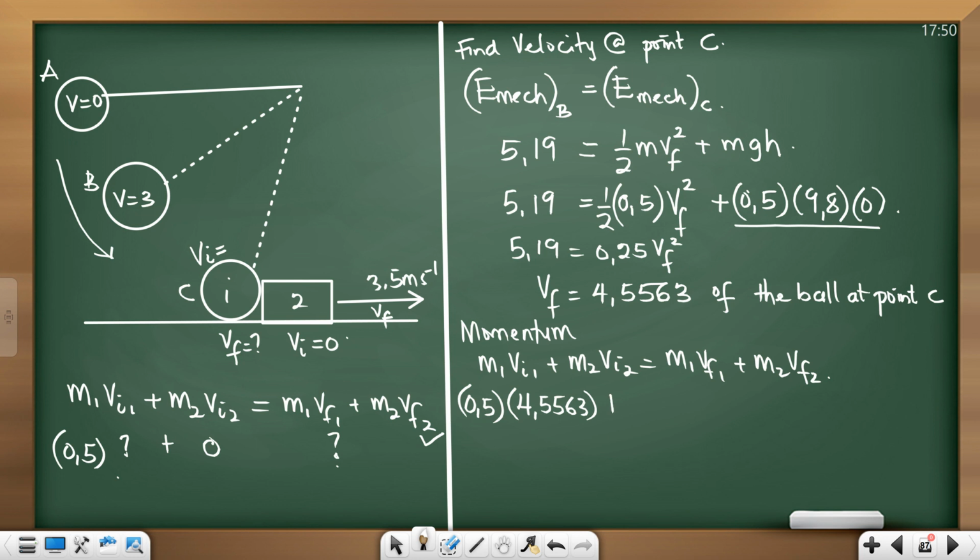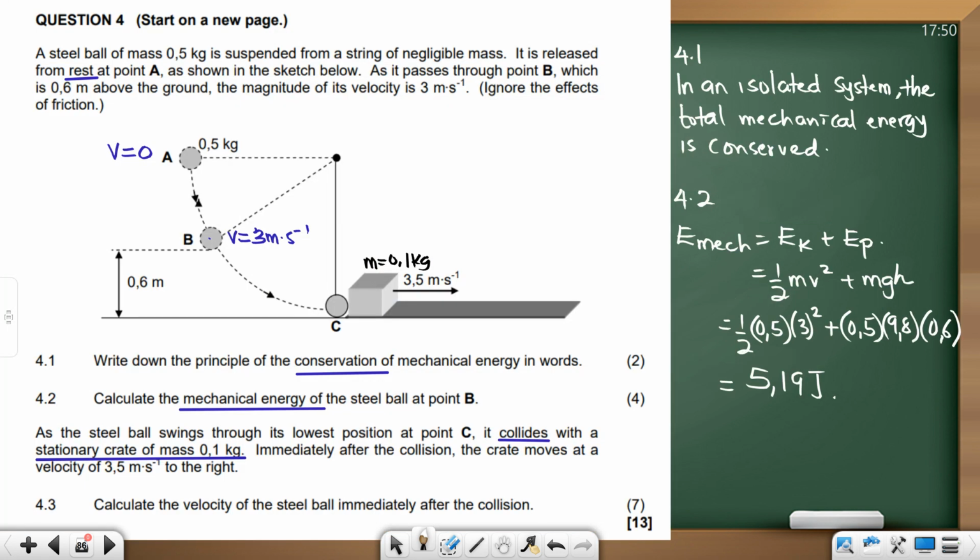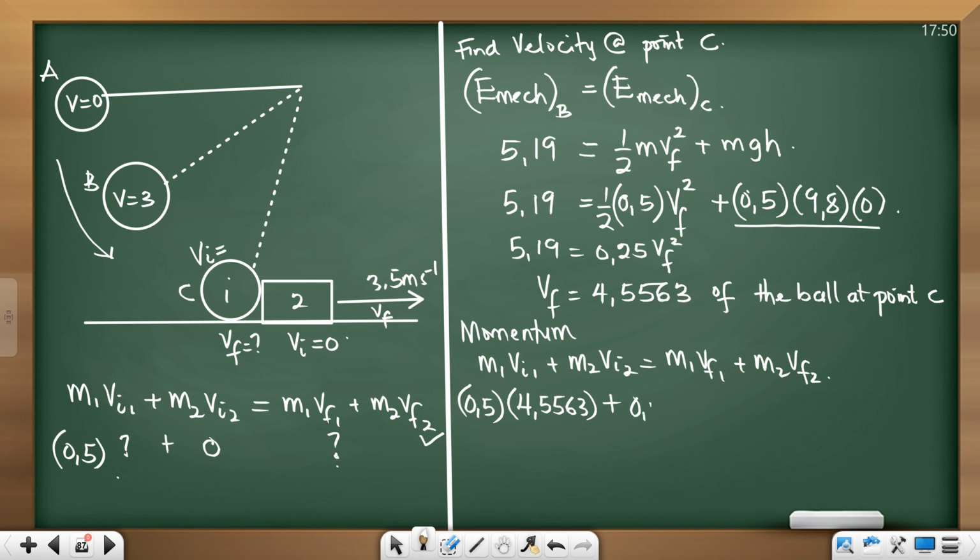All right? Plus, what was the mass of the crate again? Mass of the crate, 0,1. All right. 0,1. But it was stationary, so 0. What is the mass of that thing again? 0,1. We are looking for VF1. What is the mass here? 0,1. And what is the final velocity? We were told it moves to the right at 3,5. Guys, is it making sense? Do you notice the rest is just now basic calculation of maths? Now we know. 7 marks, check.